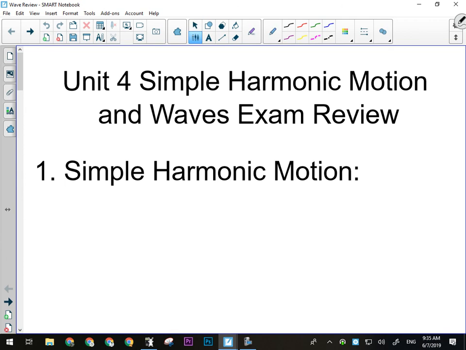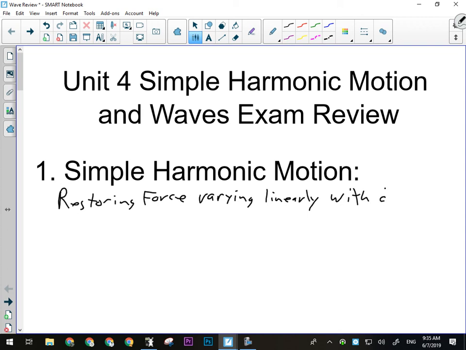If simple harmonic motion is going to occur, then the restoring force has to vary linearly with displacement. That had to be true in order for simple harmonic motion to occur.